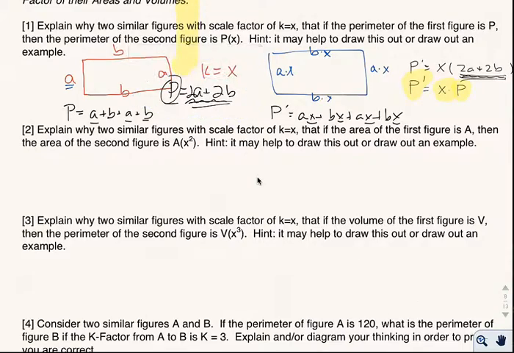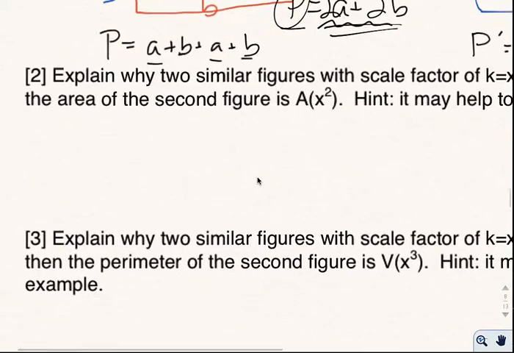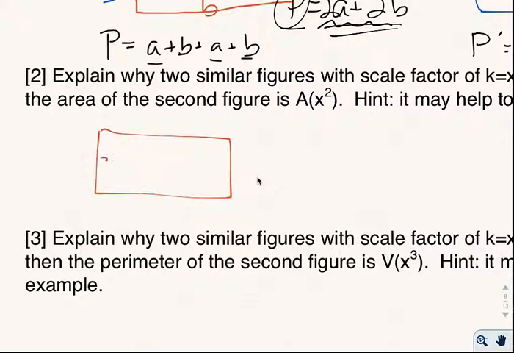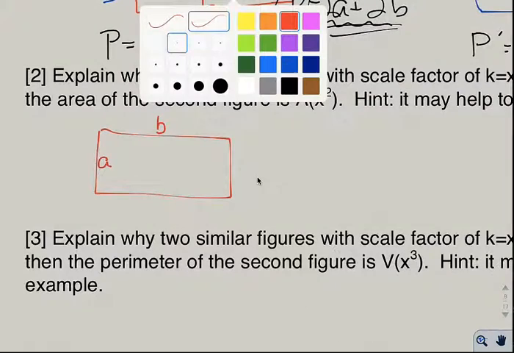So same kind of setup, and again, we'll use simple shapes to keep it going. Let's just use a rectangle, right? Same setup. So this is A, this is B. Let's use K equals X.